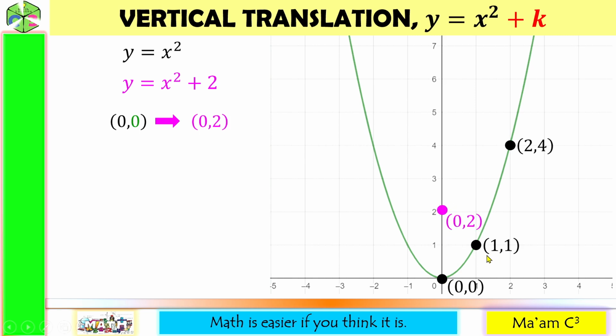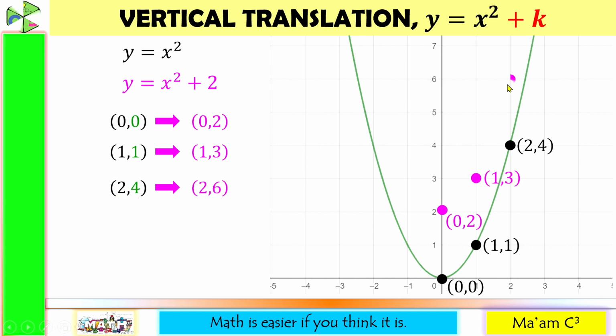Now let us have 1, 1. 1 plus 2 is equal to 3. So the graph of this function will pass through 1, 3. Let us plot that. 1, 3. The next point, we have 2, 4. 4 plus 2 is equal to 6. So the graph of this function will pass through 2, 6. We have 2 and this is 6.